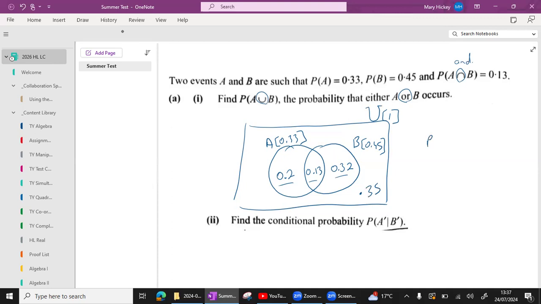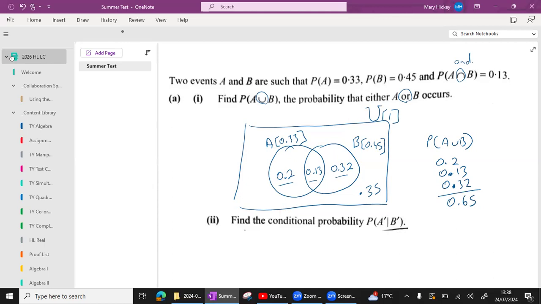Now to answer the question, it's the probability of A union B. So all I do is do the union. So I add three of these together. And my answer, as I said, is the 0.65.